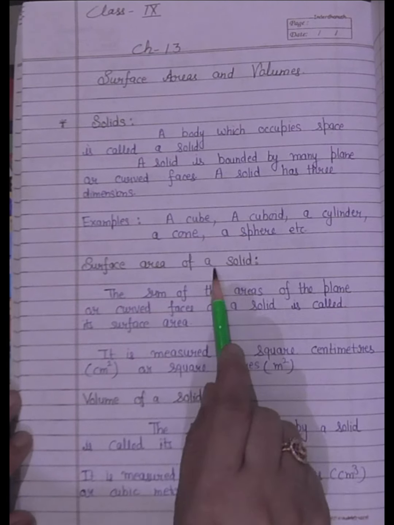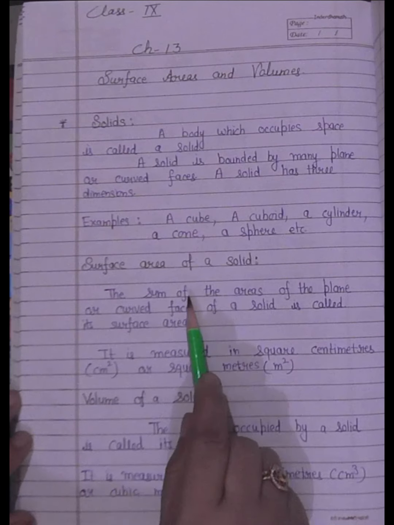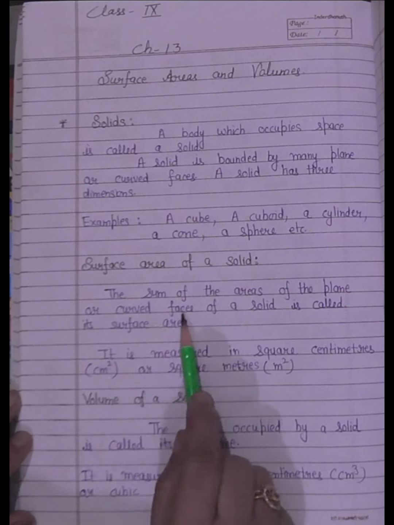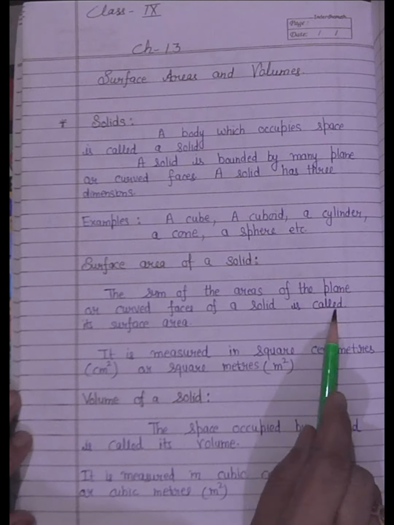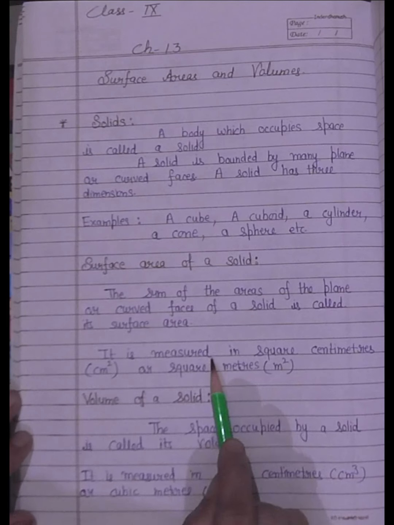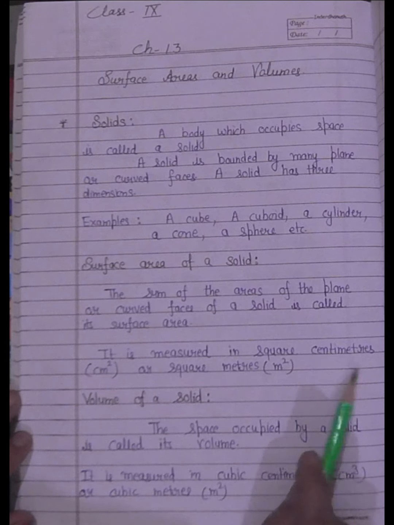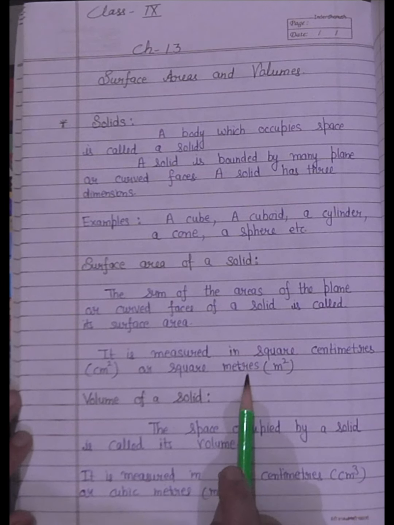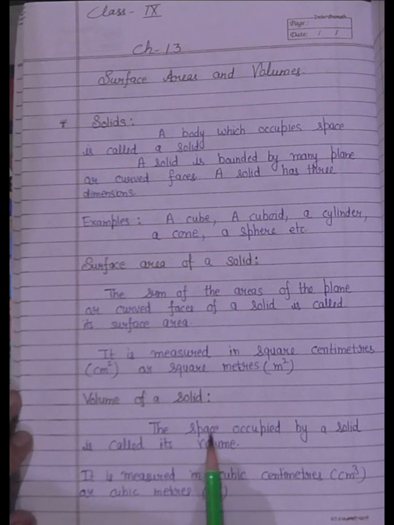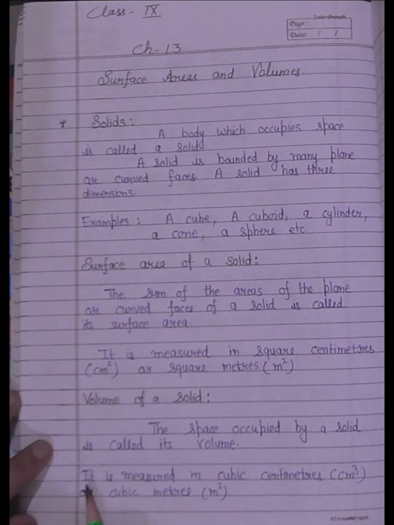Surface area of a solid. The sum of the areas of the plane or curved faces of a solid is called its surface area. It is measured in square centimeters or square meters. Volume of a solid. The space occupied by a solid is called its volume. It is measured in cubic centimeters or cubic meters.